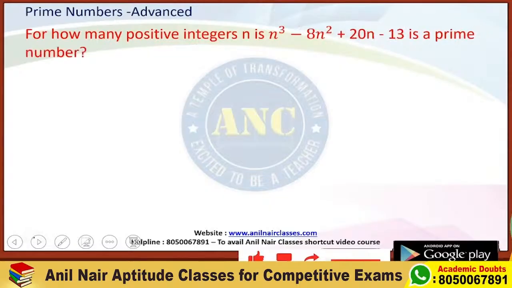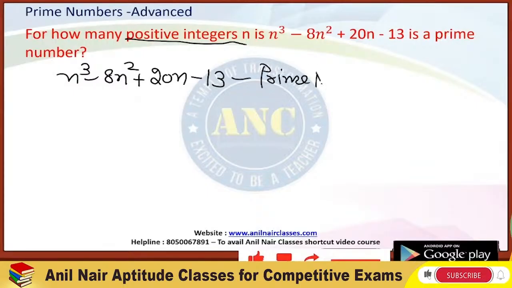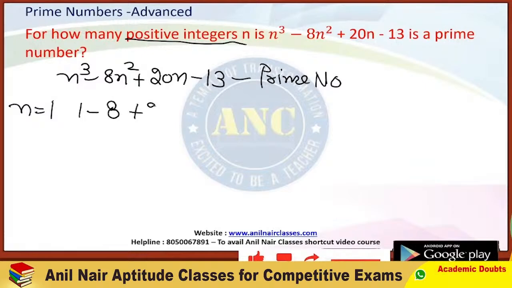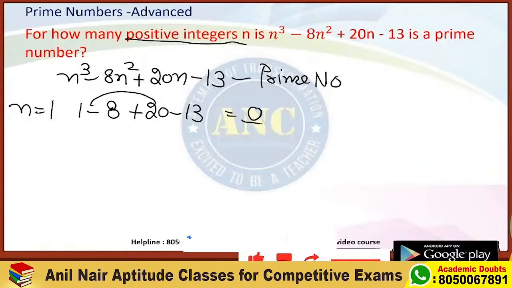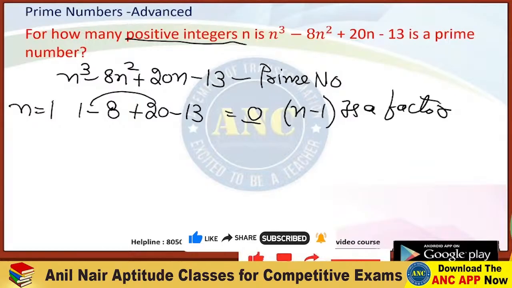These also we have seen in session number 2. n cube minus 8n square plus 20n minus 13: for how many positive integer values of n is this cubic expression a prime number? The lowest positive integer is 1. If I substitute, 1 minus 8 plus 20 minus 13, 21 minus 21, it is 0. That means the remainder is 0, so n minus 1 is a factor of this expression.